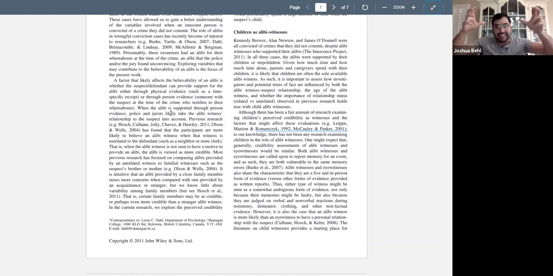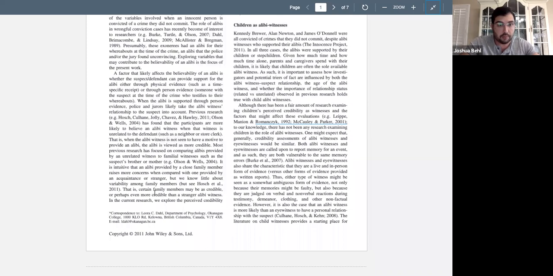So again, we know that this paper is about age and the relationship. What in the world does physical versus person evidence do? We're getting more and more narrow. What affects believability? Well, there's physical evidence and person evidence. So when the alibi is supported through person evidence, police and jurors likely take the alibi-witness relationship of the suspect into account. So now we're setting aside the physical evidence. We're getting more specific to person evidence, right? And so we're still moving down the glass.